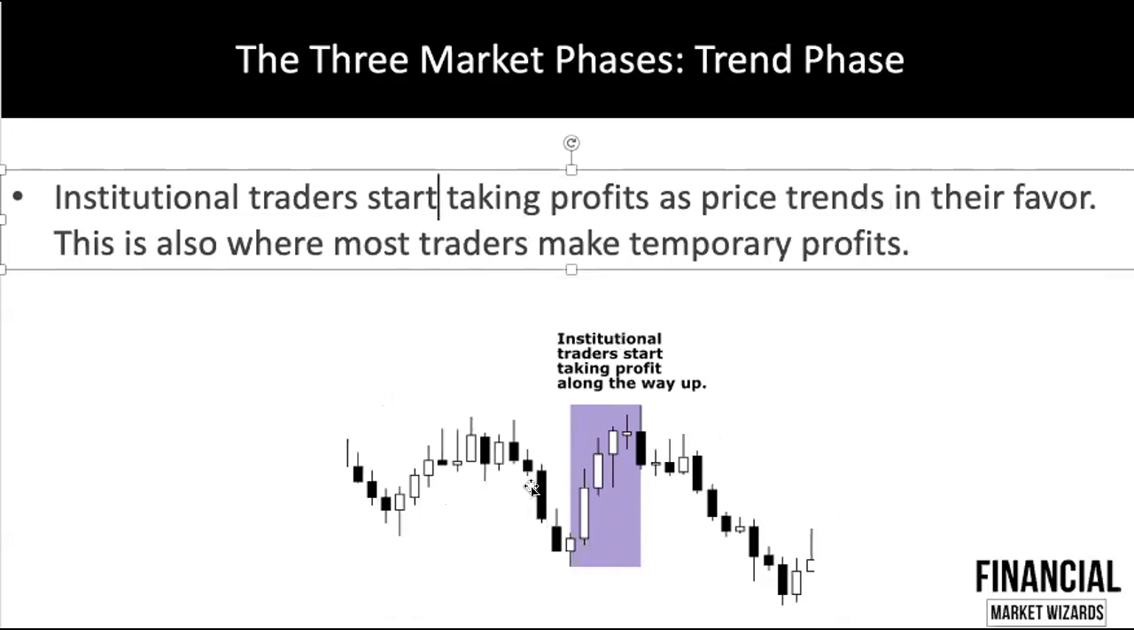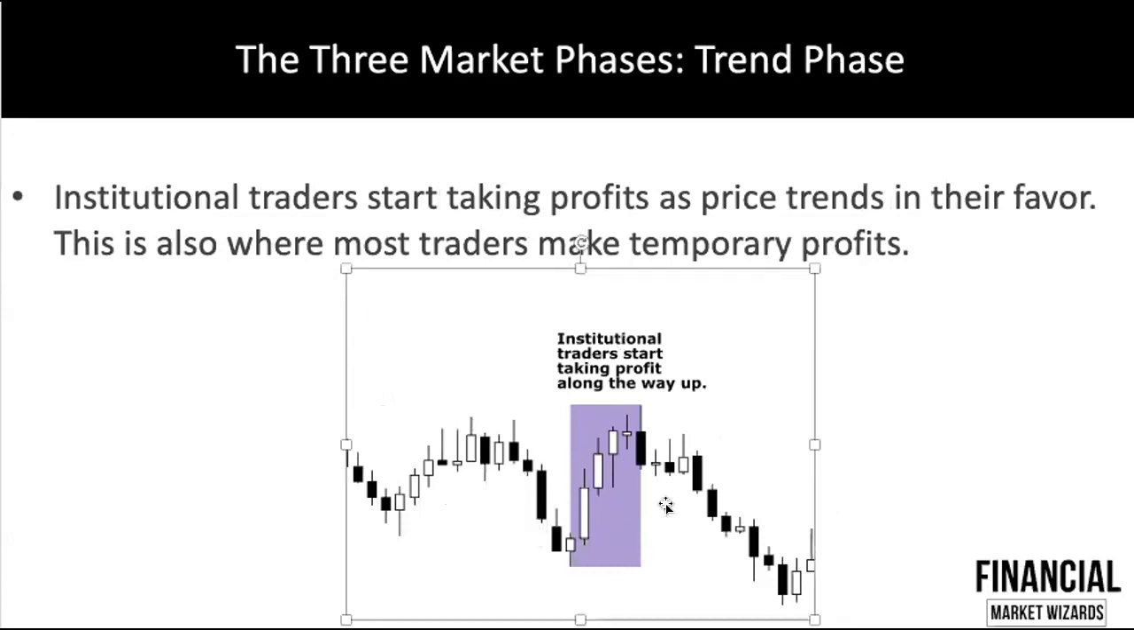Okay, so what happens is that the retail traders like you and I, who see this as a valid breakout and start shorting, you actually see temporary profits. Okay, and in fact, if you don't take your profit in time, you'll probably be stopped out if you put your stop loss above this swing high. Okay, so this is the phase that you want to be trading.